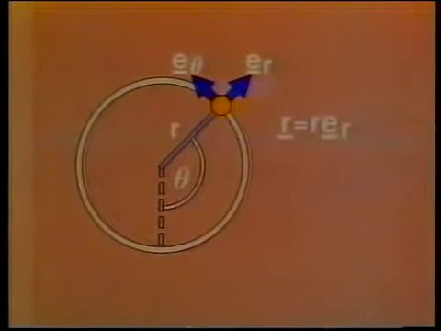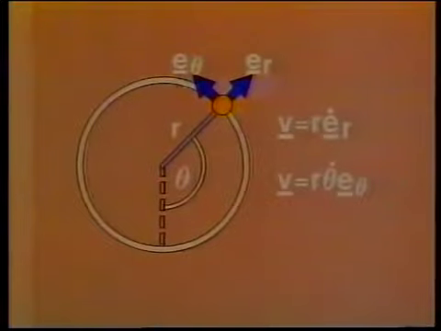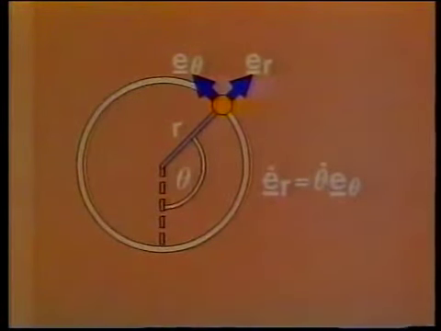The particle's position vector is just the radius r times the unit vector er. If we differentiate that expression, we're going to get the velocity again. The radius is constant, so the derivative is just r er dot. But we already know the velocity. It's r theta dot e theta. So er dot must be theta dot e theta.